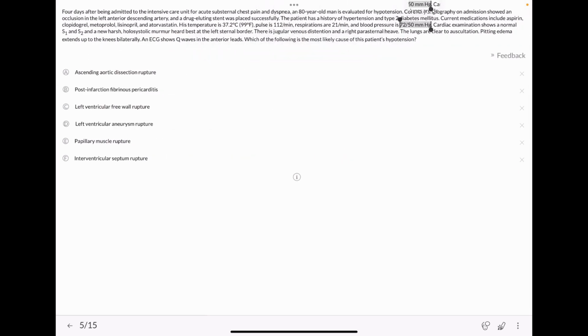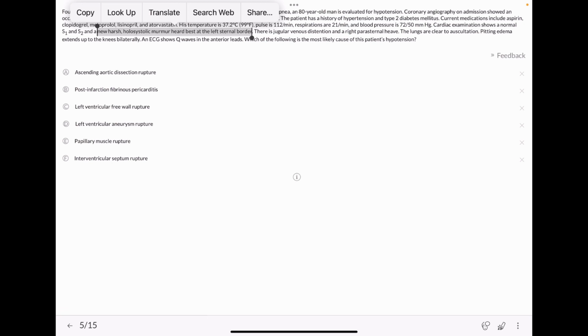Blood pressure is 70 over 50, hypotensive, even though the involved artery was the left anterior descending. It wasn't an inferior wall infarction, by the way. Cardiac exam shows a normal S1, S2, but a new murmur develops. That's the key, guys. The clue here is a new harsh holosystolic murmur heard best at the left sternal border. When you have a murmur that is maximal over the left sternal border, that is a VSD.